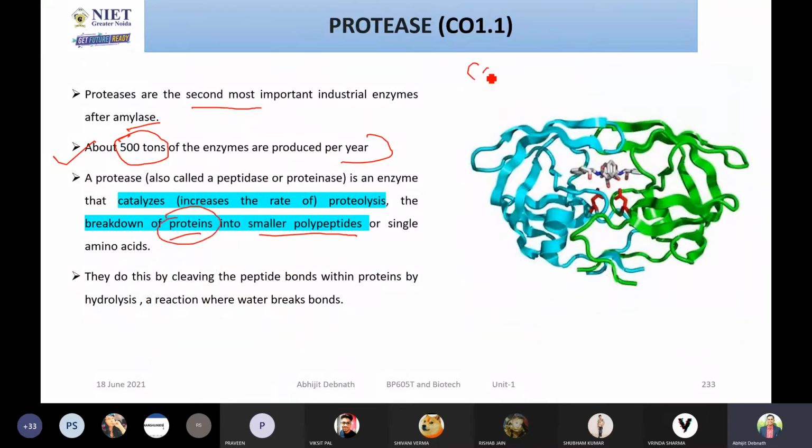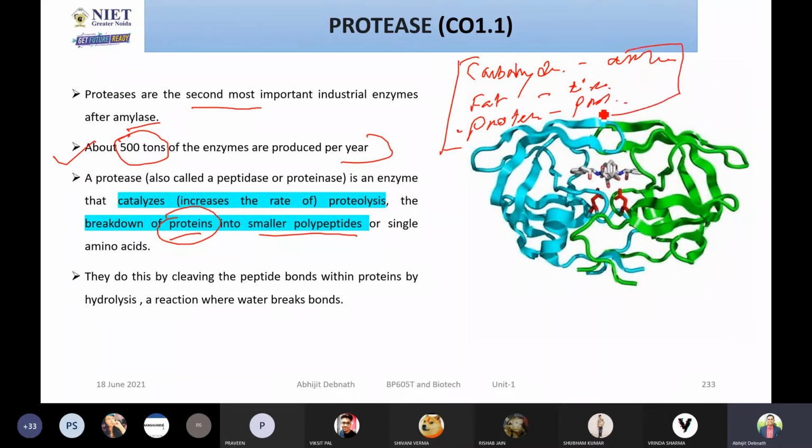So carbohydrate, fat and protein. Look, these three are the main components of our body, all the basic biomolecules. Let me write properly, P-R-O-T-E-I-N. This is by the amylase. This is by the lipase. And the protein is done by protease. Okay, so you should remember in this manner.